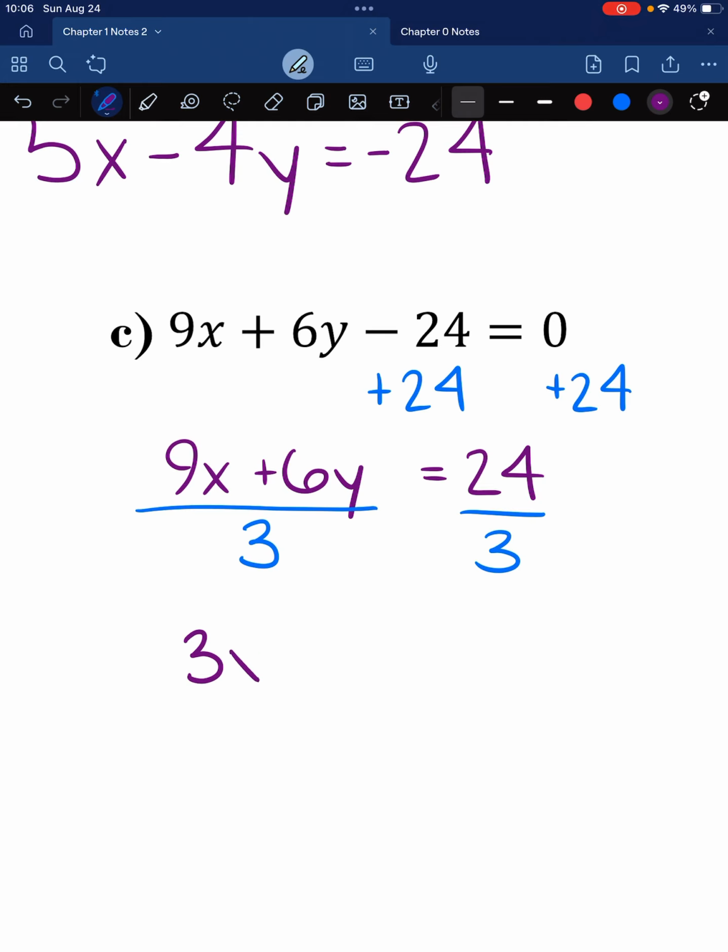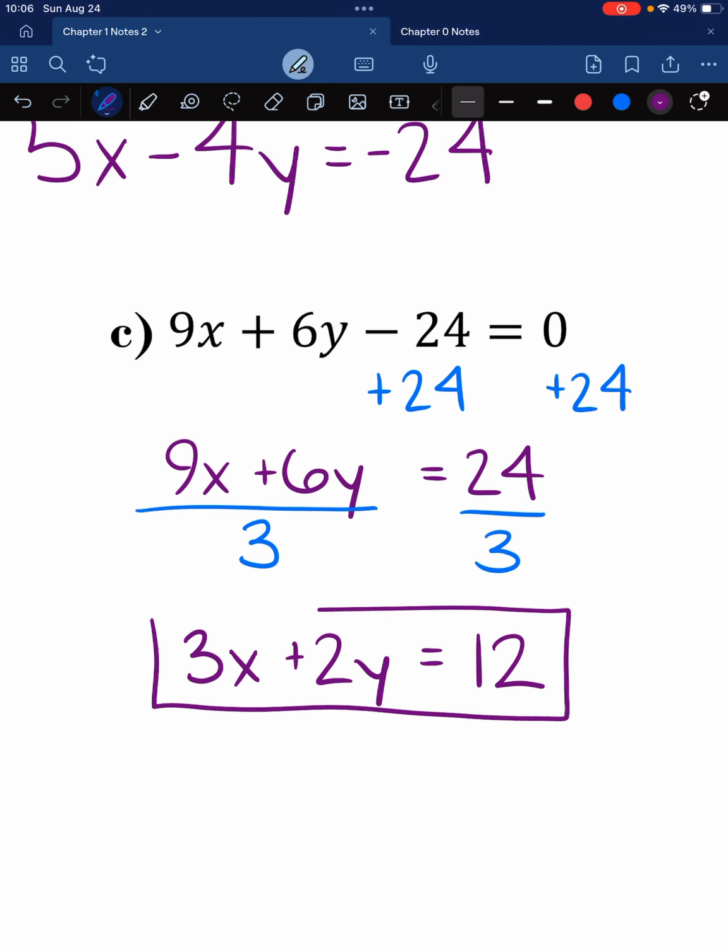So 3x plus 2y equals 12. And it's worth just checking to make sure there's not another common factor. So 3 goes into 12, but it doesn't go into 2. And they're not all even, so that is going to be my final answer.